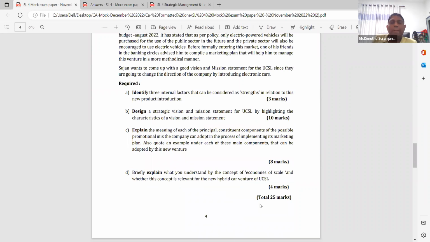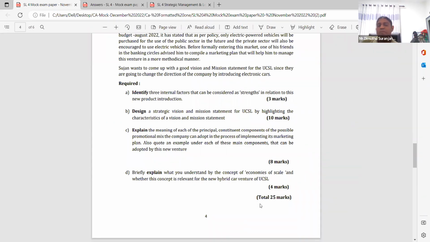So requirement D, briefly explain what you understand by the concept of economies of scale and whether this concept is relevant for the new hybrid car venture UCSL. Economies of scale means achieving some cost advantages by operating at a higher capacity level. It normally deals with capacity utilization. When you are operating at a higher capacity, you are in a position to enjoy some cost savings. For example, you can purchase raw material in bulk, so then you can demand a discount price for raw material. So that's a part of economies of scale.